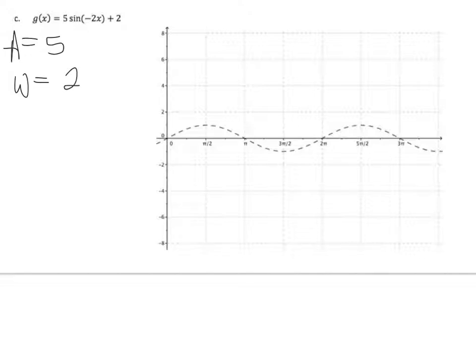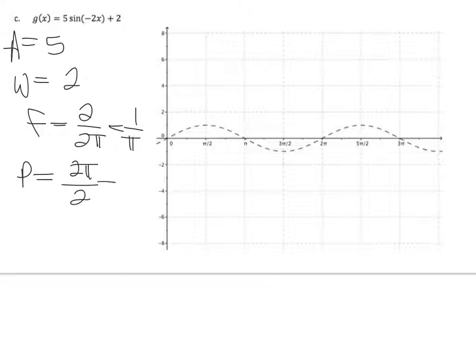Okay, we look at the absolute value of omega to do some math with it. So the frequency is going to be omega over 2 pi, so 1 over pi, which is much easier to handle. Therefore, our period is the reciprocal of that, 2 pi over the absolute value of omega. So pi, yay.